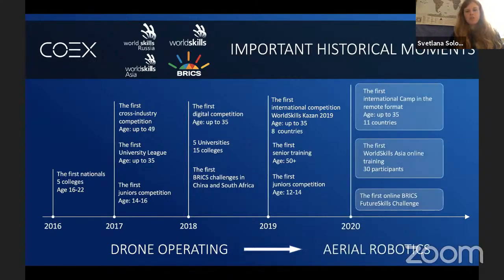The interesting track of developing our aerial robotics skills is in cooperation with WorldSkills Russia, WorldSkills Asia, and BRICS. We started in 2016, and within two years we got our first international experience, such as an international skills competition. Then in 2020, we started a big international community, including many countries, using remote technologies to share this knowledge and these technologies with everyone. And this year is a continuation of the previous year, and we plan to improve these technologies and give you these materials in a simpler and more useful way.